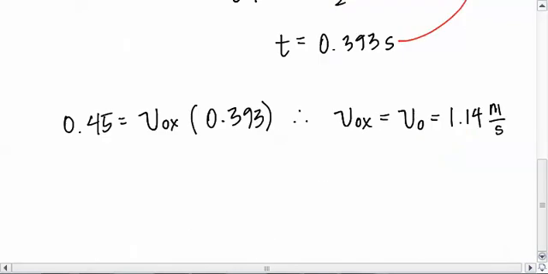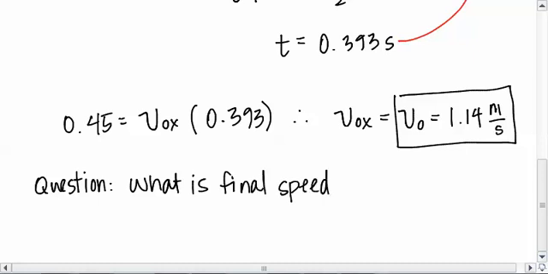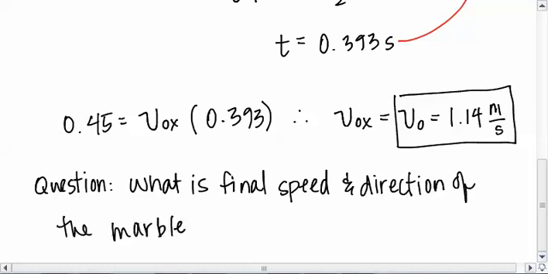Okay, yay! Now I'm not saying that they had the best data or anything, I just picked someone's data to work with. Okay, so now I have the initial velocity. Now my next question is, my challenge question here, what is the final speed and direction, or resultant velocity, speed and direction means resultant velocity, of the marble? So right before it hits the ground.